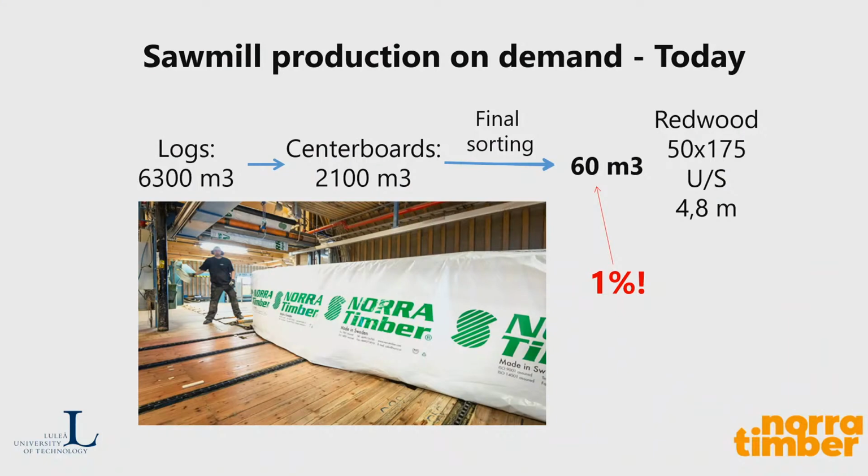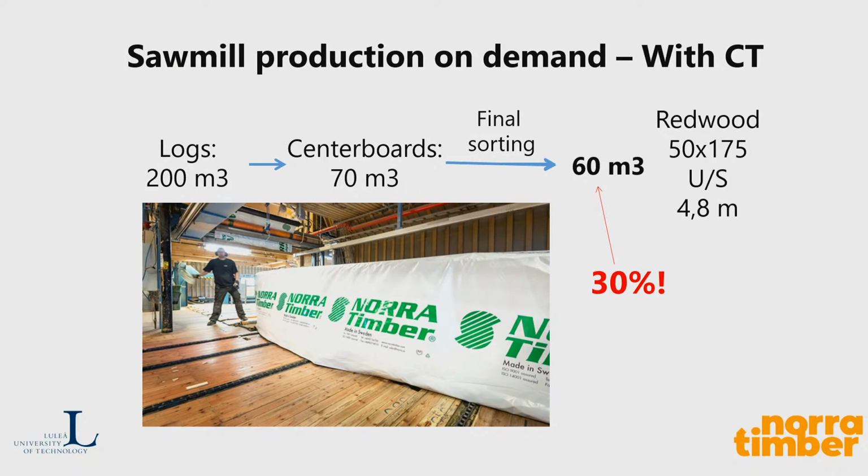we do as most sawmills do today. We sort based on dimension and species, and then we cut random logs to produce this. How much do we need to cut? We need to cut 6,300 cubic meters of logs, because it's only 2/3 of the log that becomes centerboards, and then it's maybe 15% unsorted grade, 15% 4.8 meters long. So it's only 1% that actually becomes what this customer asks for.